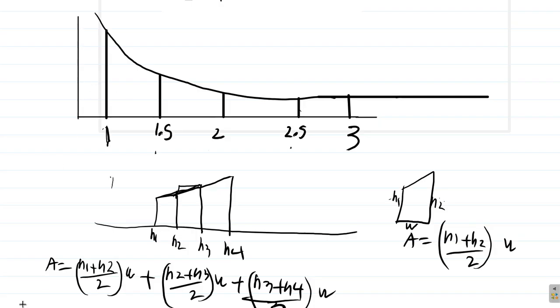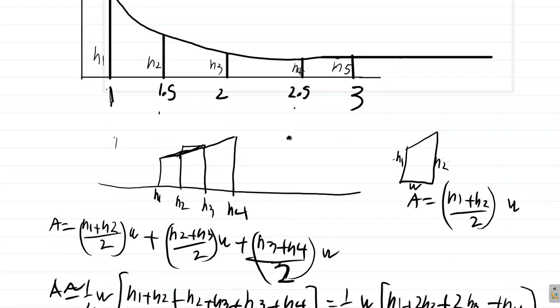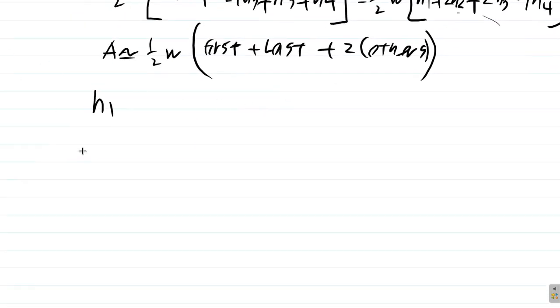This is height 1, height 2, height 3, height 4, height 5. So H1, H2, H3, H4, H5. We want to find each of them. H1 equals what, H2 equals what, H3 equals what, H4 equals what, H5 equals.